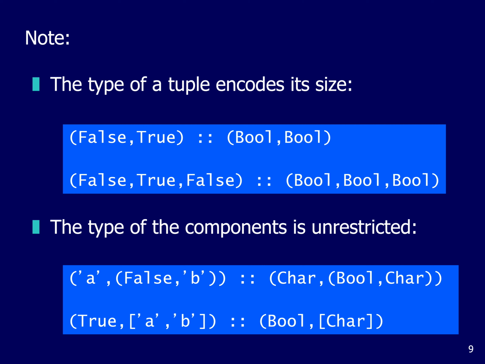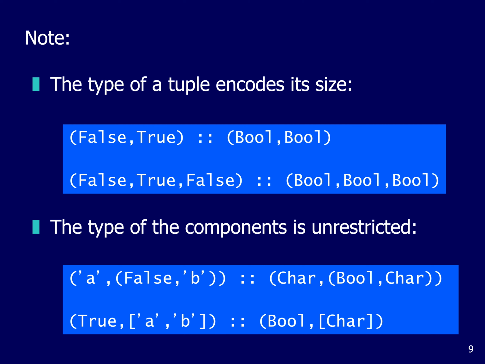Whereas, when we look at the tuple type, we see exactly how many components. If we covered up the actual tuples and just looked at the types, we see in the first example we have a pair of booleans, and in the second we have three booleans. So the tuple type tells you more information. It tells you how many things you've got and exactly what each of the elements are. And again, the type of the components in a tuple is completely unrestricted. You could have tuples of tuples, tuples of lists, tuples of functions, whatever you like. Here's a couple of examples of this.